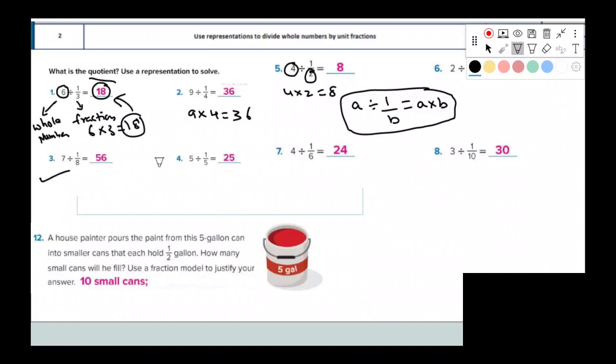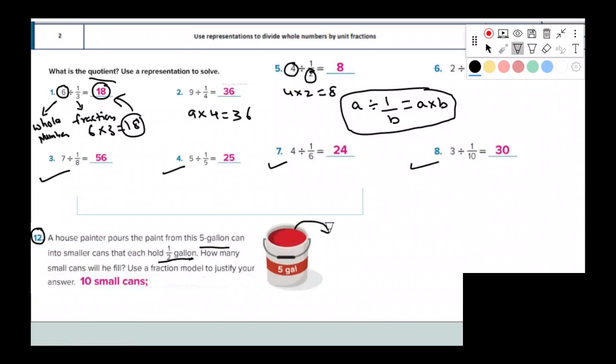So it's the same here. 3, 4, 7 and 8 are all same questions. Now let us try to do the 12th question. In the 12th question, a house painter pours the paint from this 5-gallon can into smaller cans that can hold half gallon. So you have a 5-gallon can here.